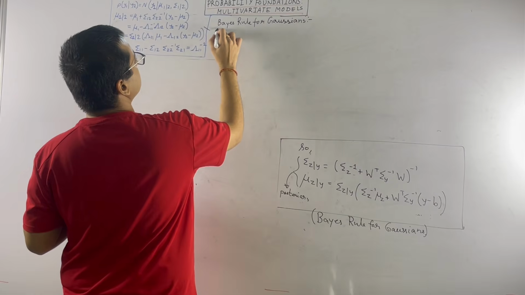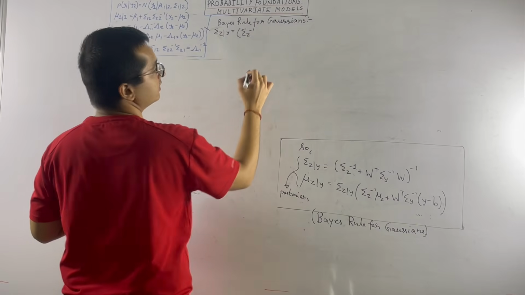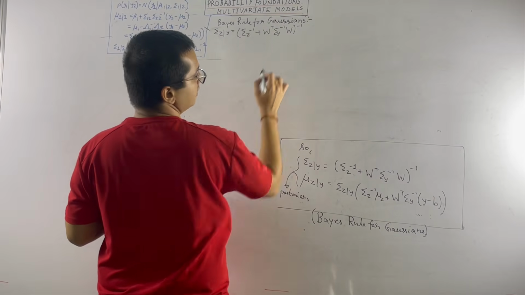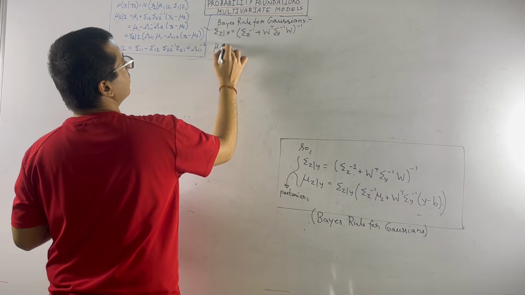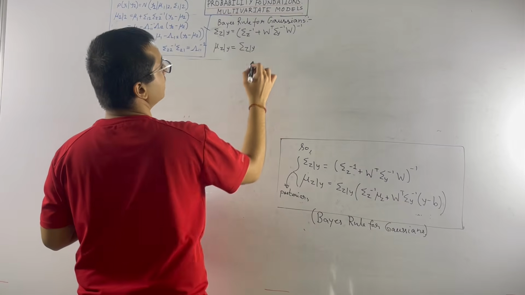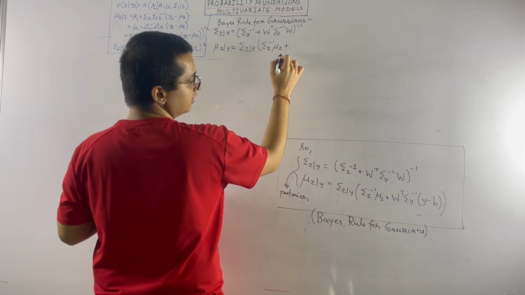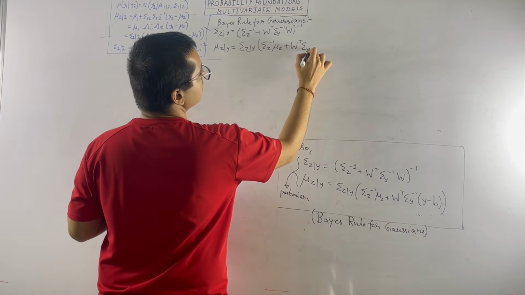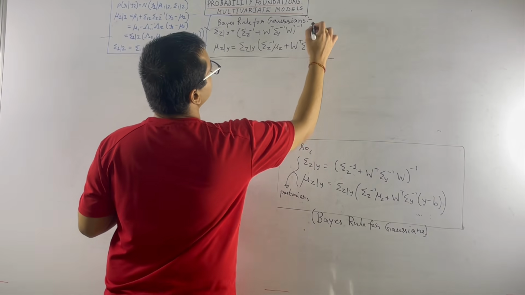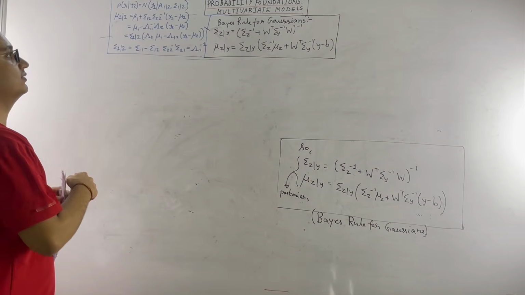So sigma of z given y is equal to sigma of z inverse plus w transpose sigma y inverse w, whole inverse, all right. And mu of z given y is equal to sigma of z given y times sigma of z inverse mu z plus w transpose sigma y inverse y minus b, all right. So we have this, these are the posteriors, all right.